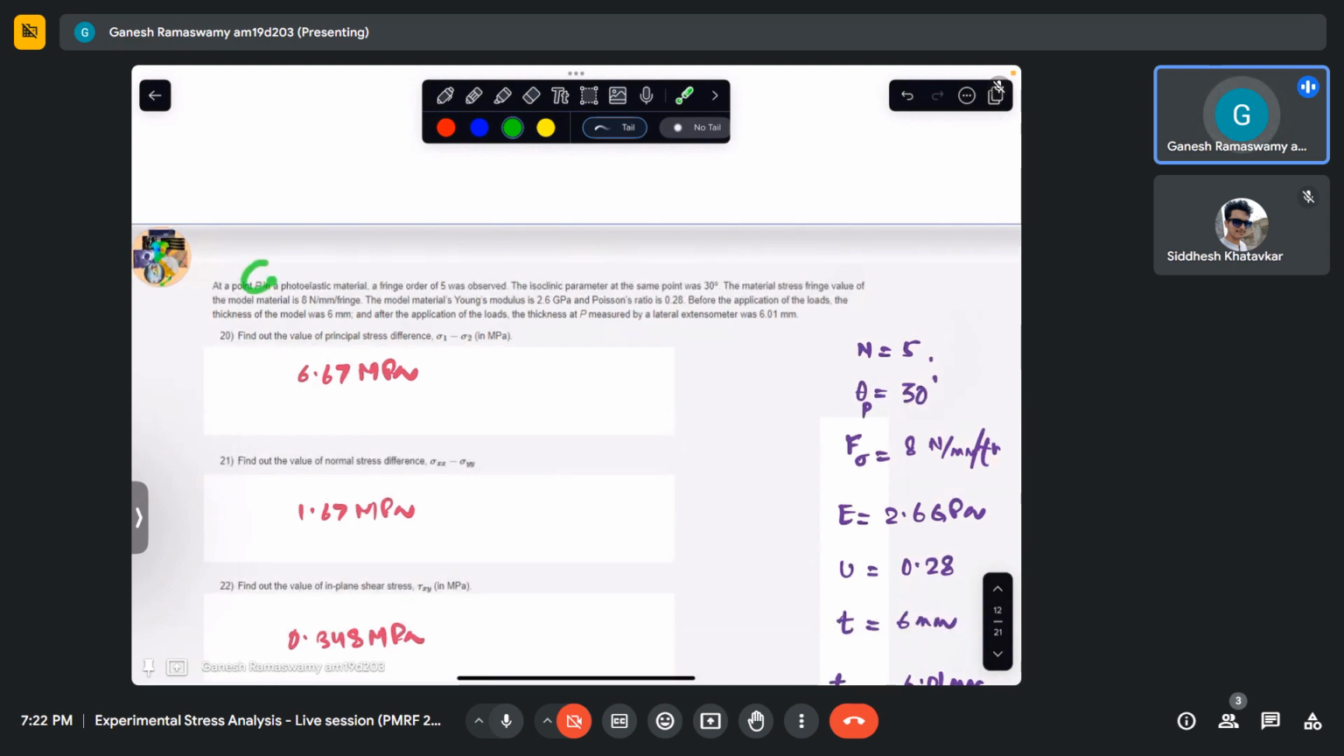What we have found is at that point P, if there is a model, that is where the thickness became 6.01. It is not necessary that everywhere it will be 6.01. So that is what is to be kept in mind. Okay.